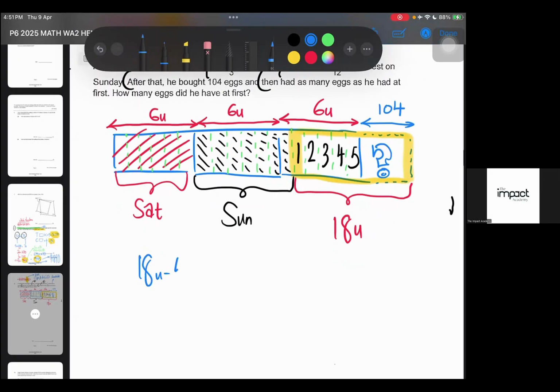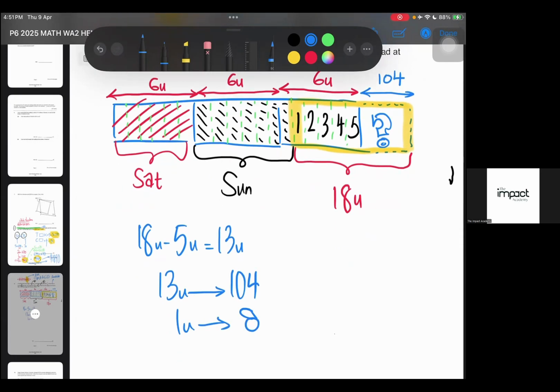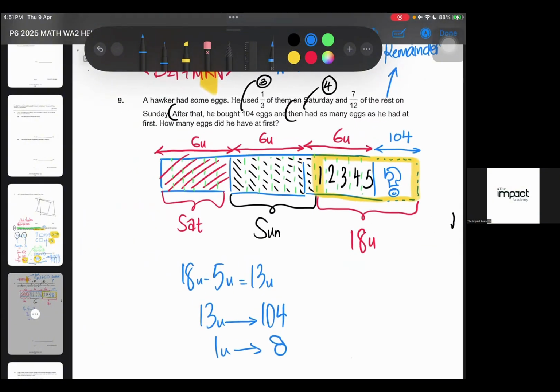18 units minus away 5 units is equals to 13 units, right? So 13 units in this situation is equals to 104. But minus one. Okay, my job is to make sure I find my Mr. Green Man, which is 8. Okay, so 1 unit is 8.